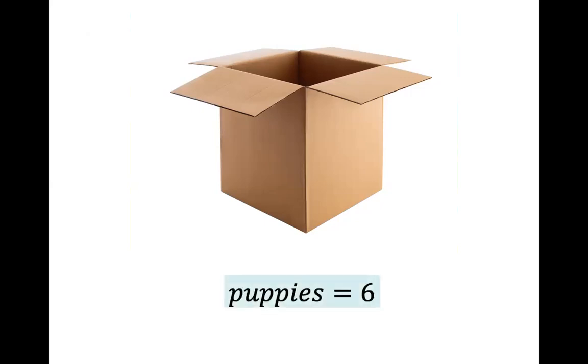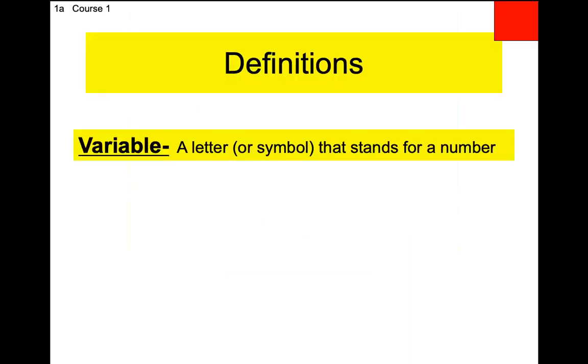Now, if there were 6 puppies in this box, right? I might not know though. So when I don't know how many puppies are in the box, I use, in math terms, a variable. A variable is a letter that represents a number. That's it. Welcome to algebra. This is algebra, by the way. Okay? So write this down, please.